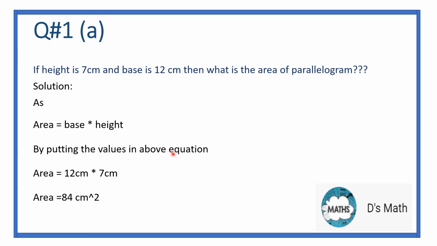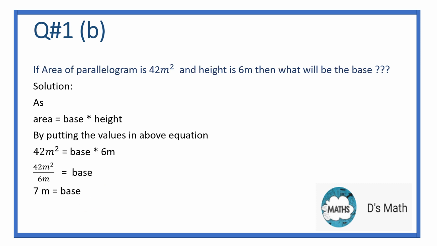So by putting the values in the above equation, base is 12 centimeter and height is 7 centimeter, so we will simply multiply 12 with 7, we have the answer 84, and when you multiply centimeter with centimeter, we have the answer centimeter square.